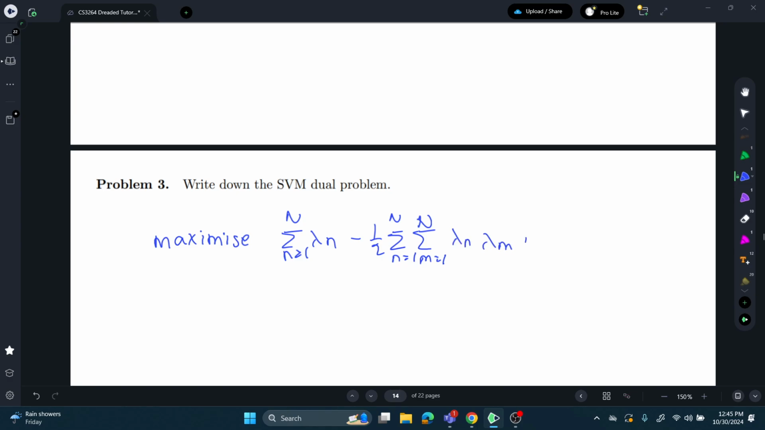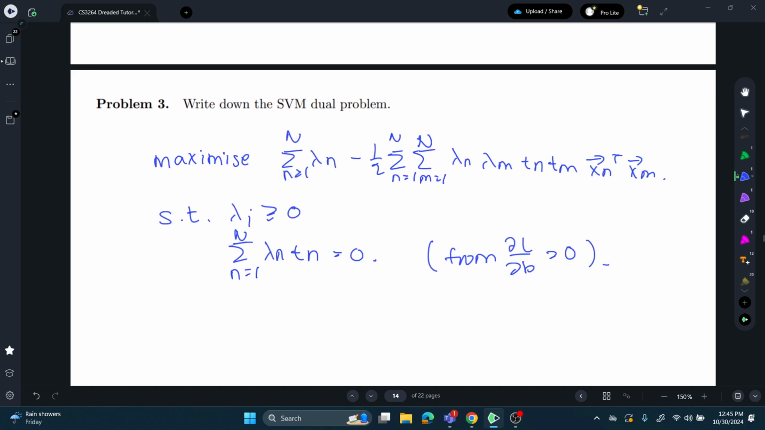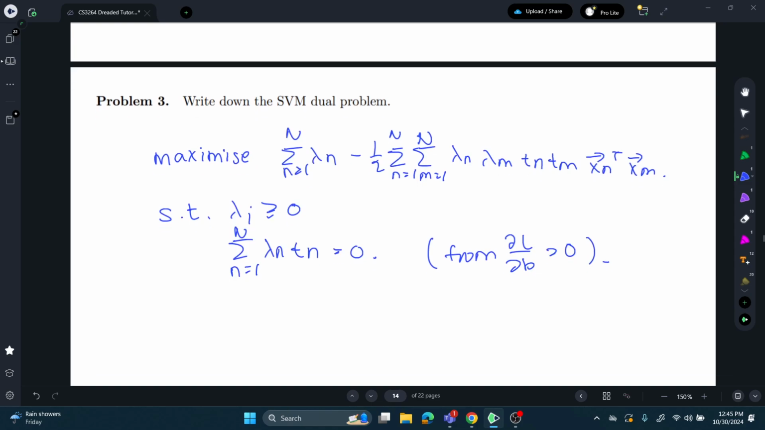Lambda n, lambda m, tn, tm, xn, xm. Okay? So this is our Lagrangian dual. We want to maximize this subject to each lambda must be greater than or equal to 0, as well as, remember that just now we have one constraint that will make this bounded. That is, your lambda n tn sum must be equal to 0. This is from your partial L over partial B must be equal to 0. Okay? Any questions? So this is our SVM dual problem.